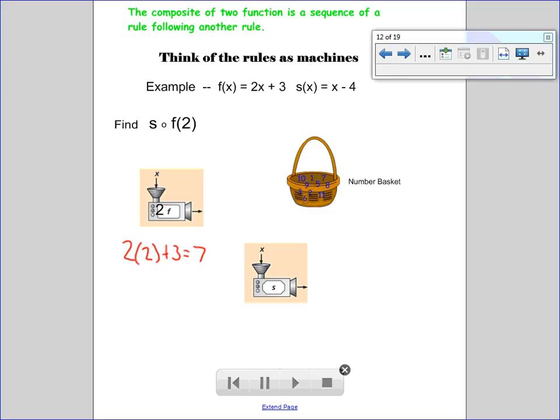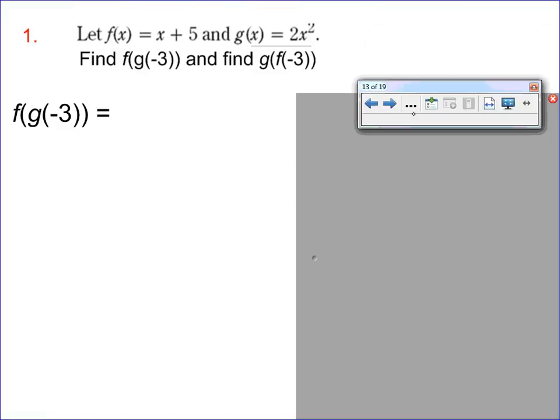Work from the inside out. There's F's rule. That produces an intermediate value. Plug that into my outermost function everywhere it accepts inputs. Input minus 4. That's 7 minus 4. And I love the number basket. Here comes my answer. You celebrate. That's fun. Oh gosh, I love math.